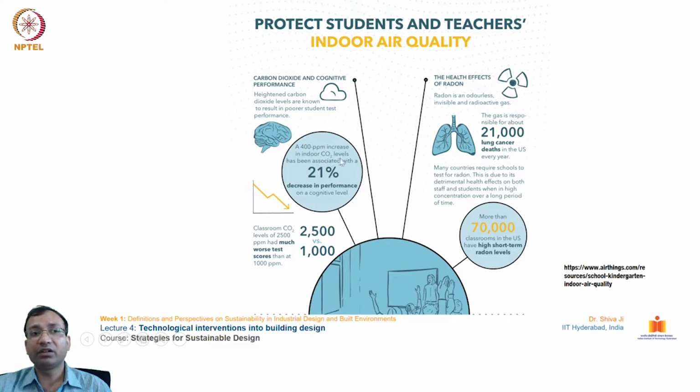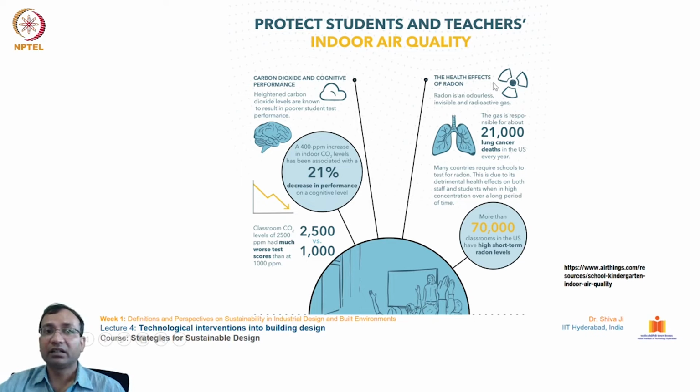A 400 ppm increase in indoor CO2 levels has been associated with a 21% decrease in performance on a cognitive level. So this is one of the findings. And if you see classroom CO2 levels of 2500 ppm had much worse test scores than at 1000 ppm. So the moment it starts increasing from 1000 to 2500, there will be a significant difference observed.